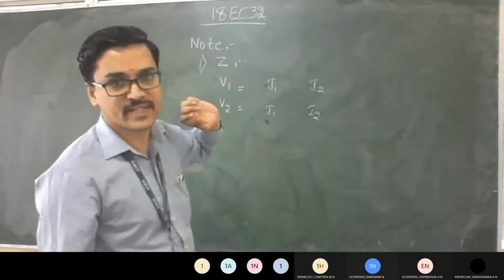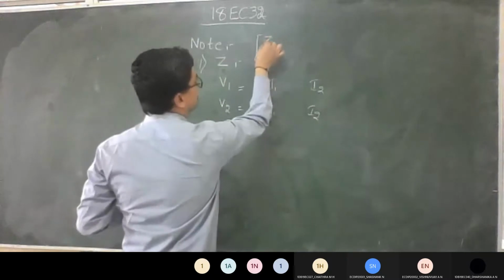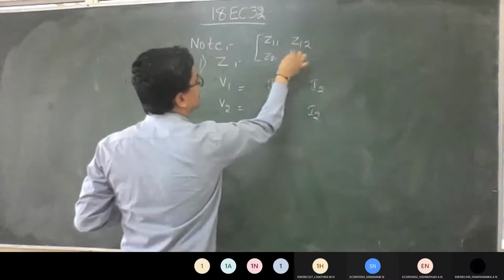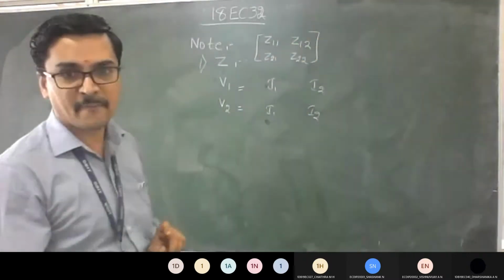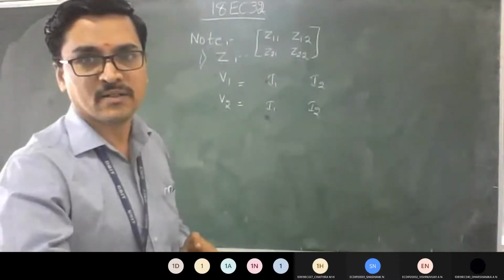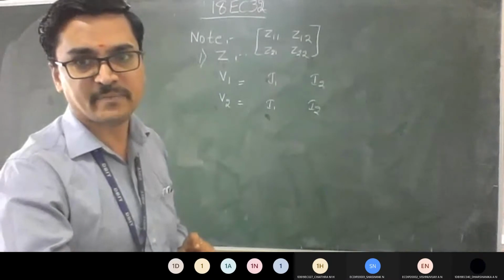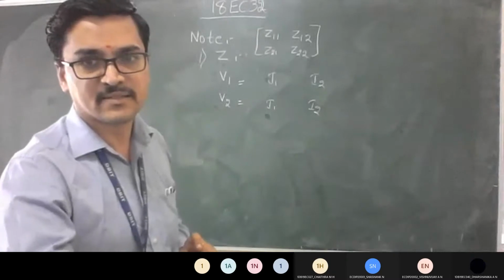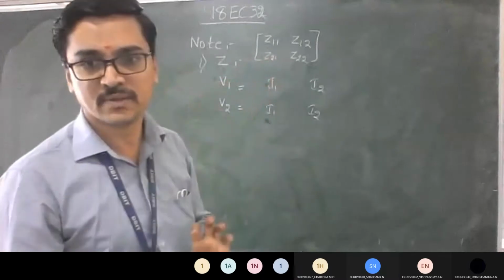So what are the different parameters you can see? If I say Z parameter, Z parameter is made up of 4 coefficients, Z11, Z12, Z21 and Z22. Is it visible what I'm writing? Okay. So the Z parameter coefficients belong to Z11, Z12, Z21 and Z22.